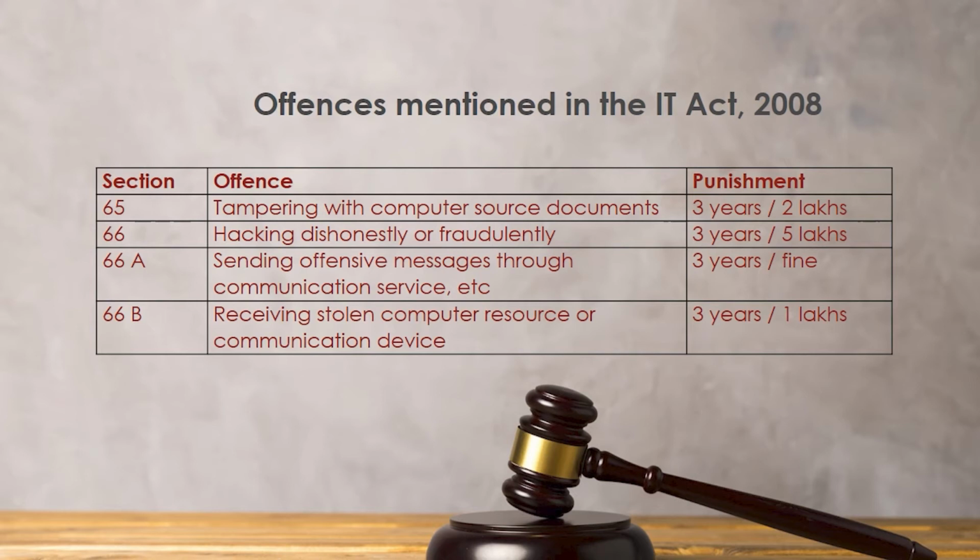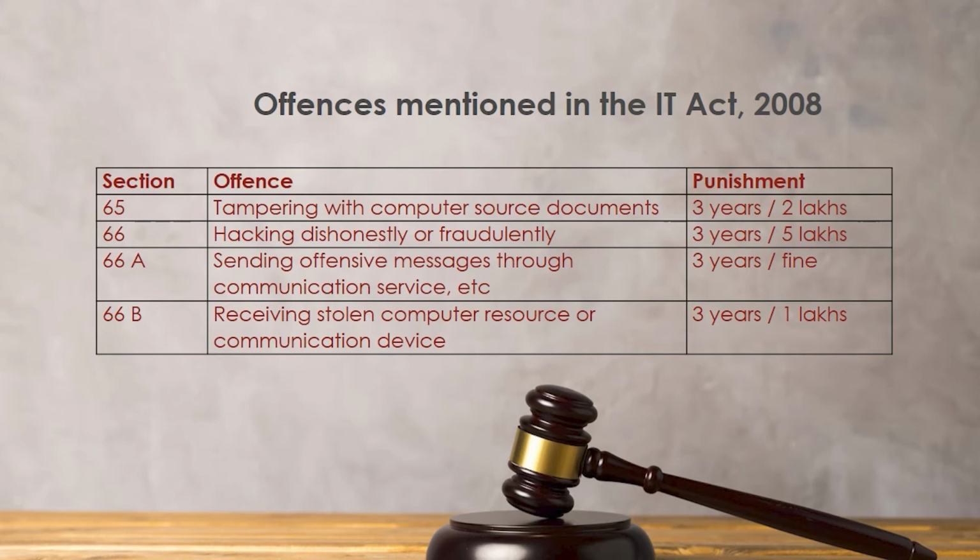So, for tampering with computer source documents, somebody will be punished with 3 years or 2 lakh rupees or both. Section 66 talks about hacking, dishonestly or fraudulently, whatever computer is being hacked. Then the judicial system will offer 3 years of imprisonment or 5 lakh rupees of fine or both. And for 66A, actually this section was deleted, struck down by the Supreme Court.